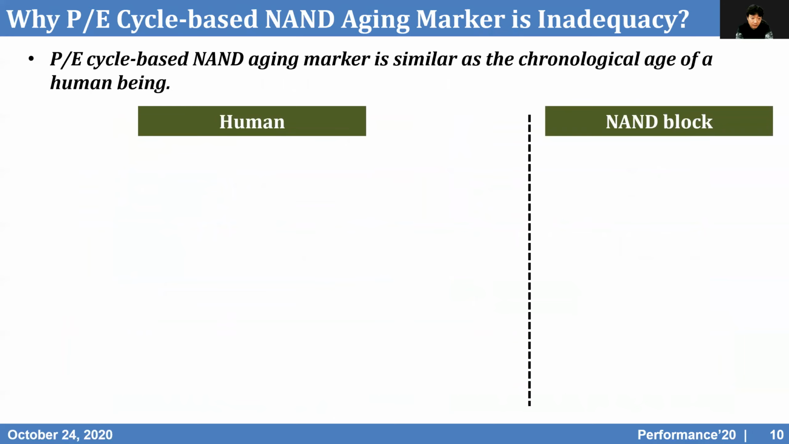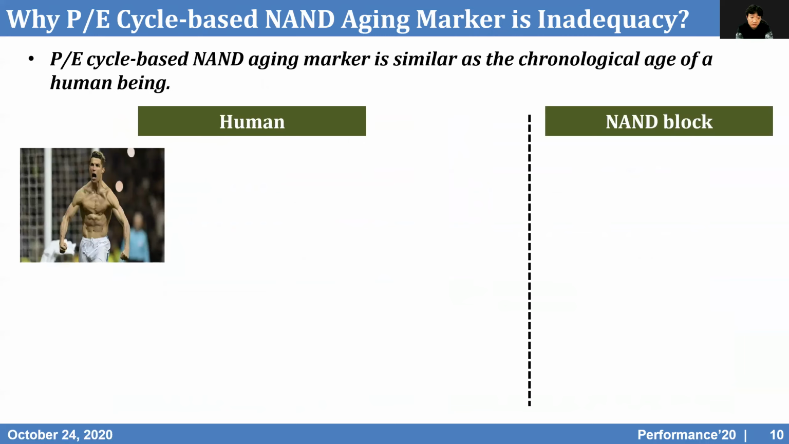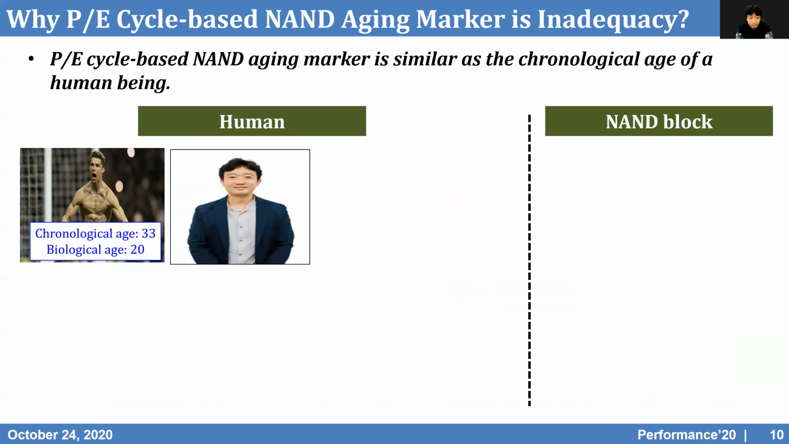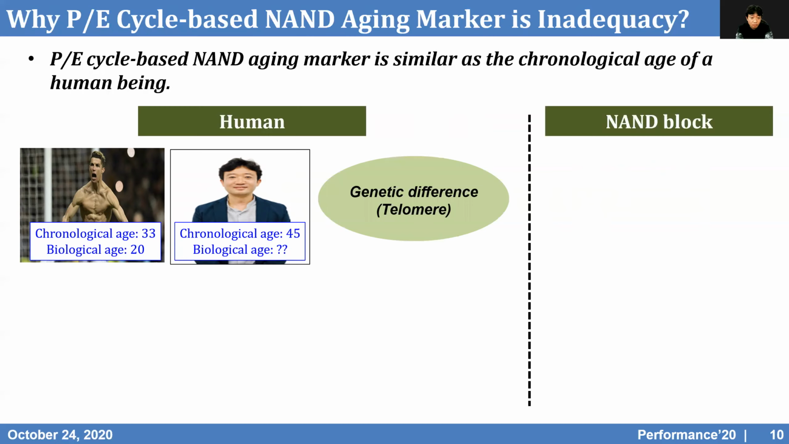The P/E cycle-based NAND aging marker is similar to the chronological age of a human being. He is a very famous soccer player. Although his age is more than 30, his biological age is about 20. This is me. Although my age is 45, my biological age is secret. This difference is caused by a genetic factor, for example, telomere.